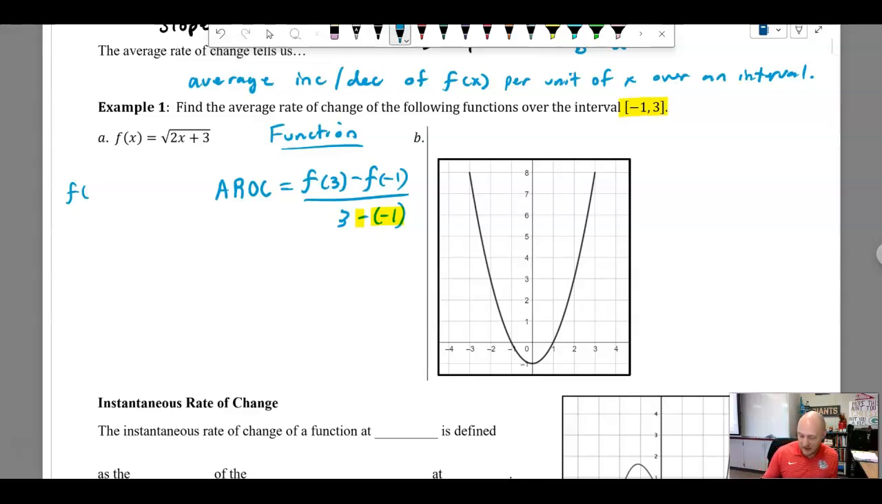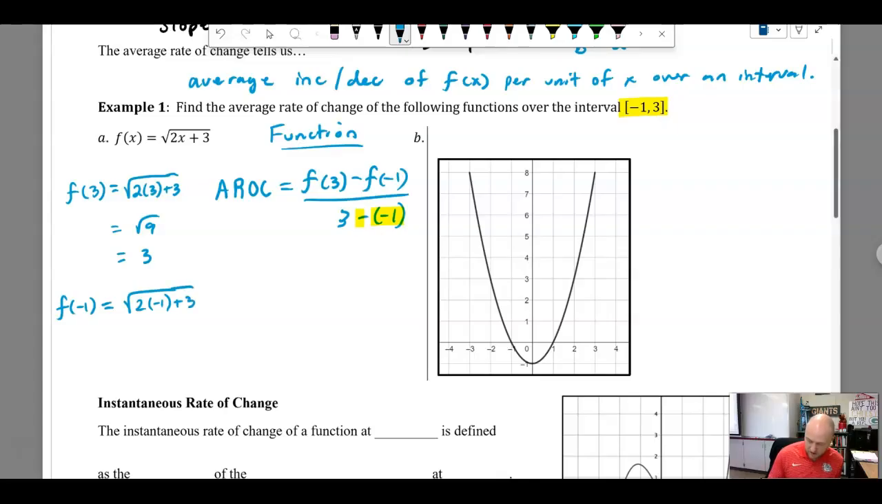Well, I need these values. I need to know what is f of 3. So we're going to plug it into that function. Square root of 2 times 3 plus 3. That gives us 9. So we have an output of 3. So f of 3 is 3. And then I need to know what is f of -1. So I do the same thing. I just plug in -1 into my function and we compute. Looks like -2 plus 3 gives us 1. So the square root of 1 is 1.